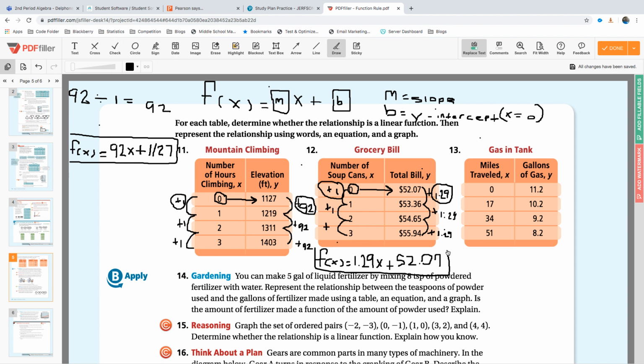All right, so now we're going to go to where it says gas and tank, and we're going to create a function rule for this function table. All right, y'all already know what to do. Let's first identify our pattern. That's going up by 17. Something changed up, it's a little different now, but the rule still applies. From 17 to 34, we went up by 17. And from 34 to 51, we're still going up by 17.